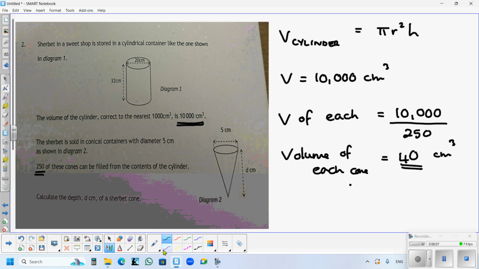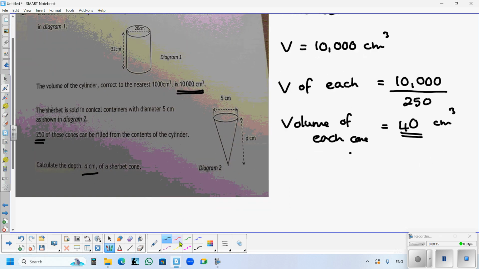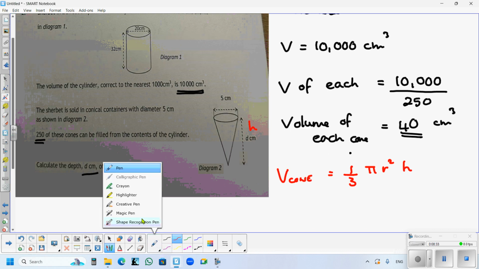Now, we're asked something back to front this time. It says calculate the depth. That's the same as the height of the cone. So the only thing we know about the volume of a cone is that the volume is equal to 1/3 times pi r squared times h. So h is what we're trying to find. That's the same as h. So I want to find this thing here.